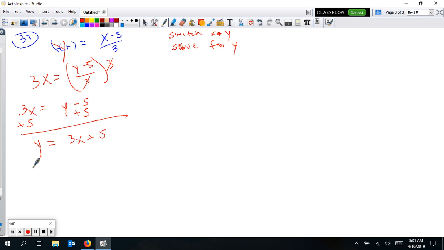If we want to write it back with the f of x, we could say it like this. F of negative 1 of x, that's showing that little inverse. The negative 1 shows the inverse notation. 3x plus 5. So this is the inverse of the function. So it says determine whether the inverse is a function. Well, this is a linear function. That's like mx plus b, and all linear functions are functions. All the mx plus b's are functions, so we would say definitely, yes, it's a function.